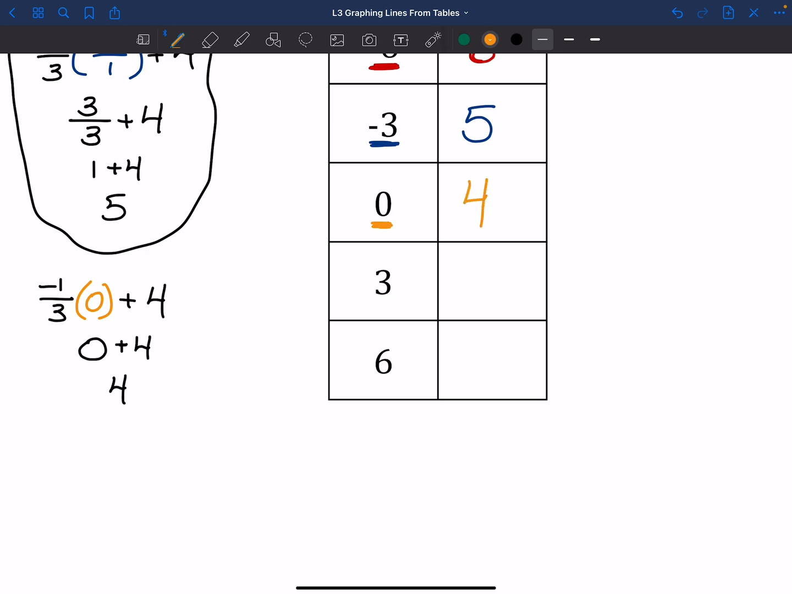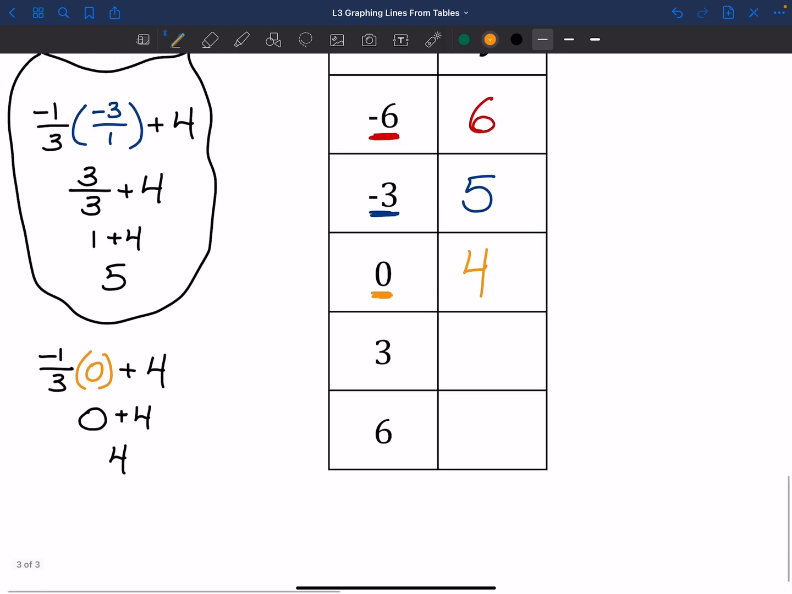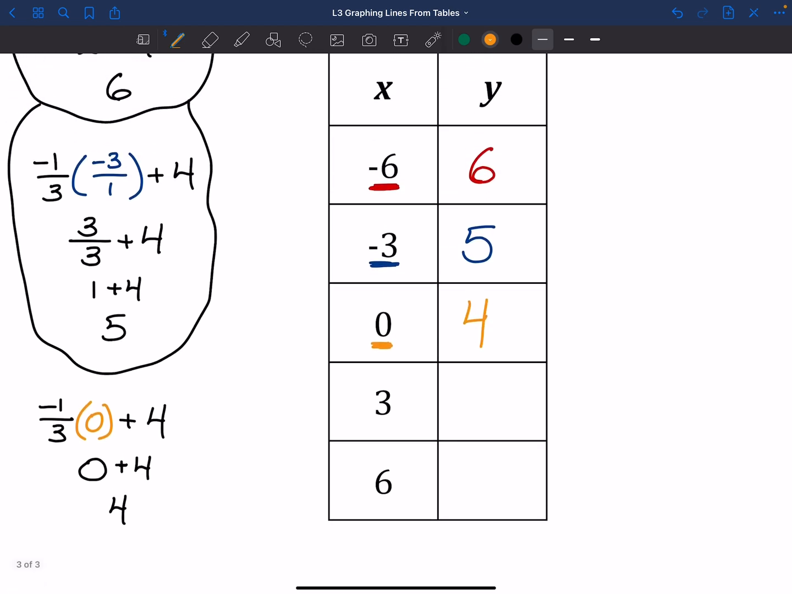Cool. That one's done. And again, you might be noticing a pattern here, right? Every time that I go up by 3 on the x's, let's actually take a look at that. If the x goes up by 3, the y goes up by 1. The x goes up by 3 again. The y goes up by 1. So if we find a pattern like this and it keeps changing the same on each side, then we can fill that in.